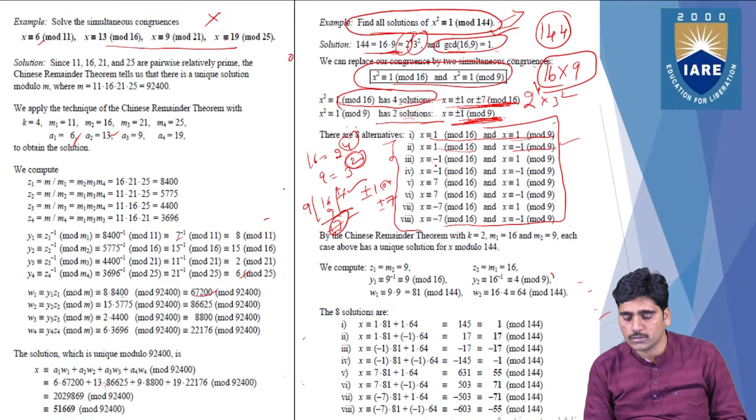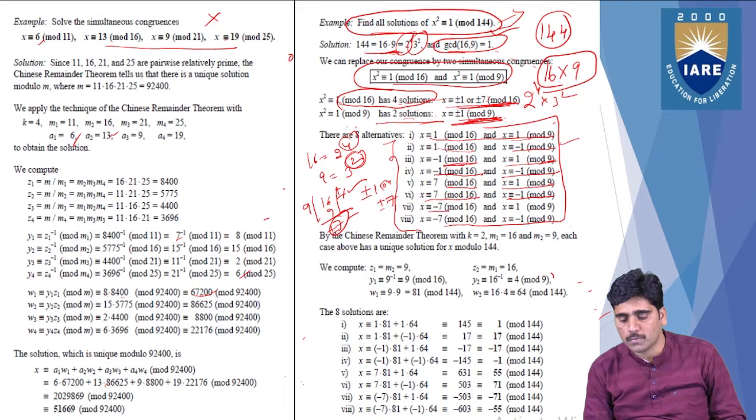And the third one: x equals minus 1 mod 16 and x equals 1 mod 9. And similarly, x equals minus 1 mod 16 and x equals minus 1 mod 9. Now with plus or minus 1 mod 16 it is over. Now with 7, you will see. x equals 7 mod 16 and x equals 1 mod 9 is one solution, and x equals 7 mod 16 and x equals minus 1 mod 9 is another solution. Similarly for minus 7.